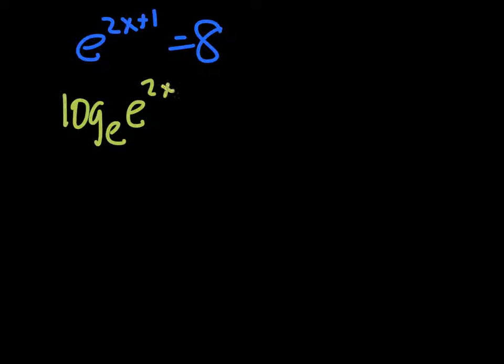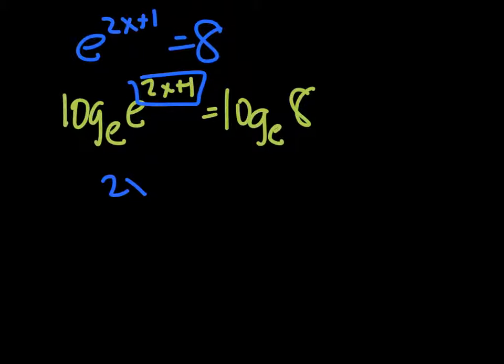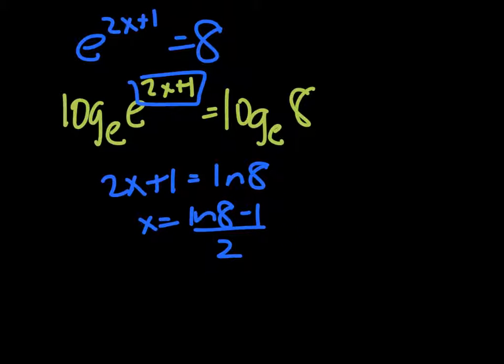2x plus 1 equals log base e of 8. And again, as long as this is an e and this is an e, this is going to simplify to 2x plus 1. Log base e is natural log. So again, you end up with natural log of 8 minus 1 over 2, which gives you approximately 0.54. So there are several ways that you can solve the exponential ones. And I'll do the same thing with some other ones in a minute.